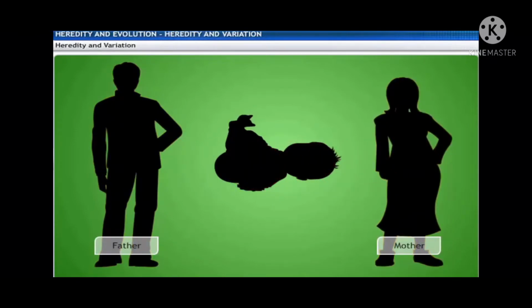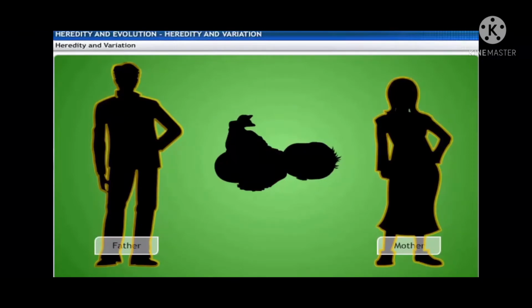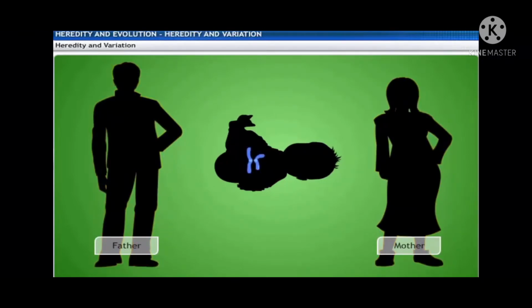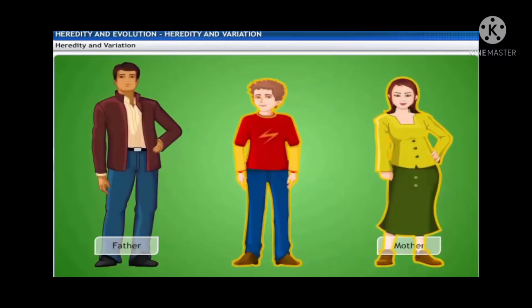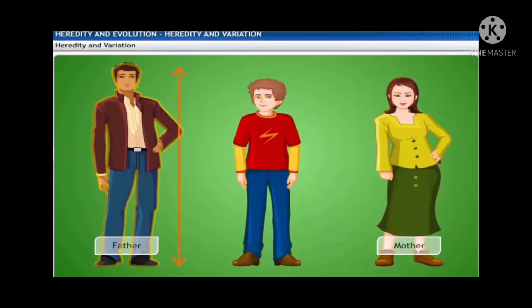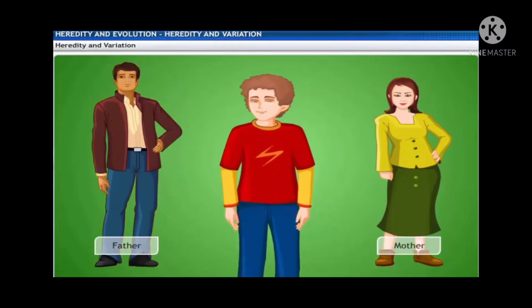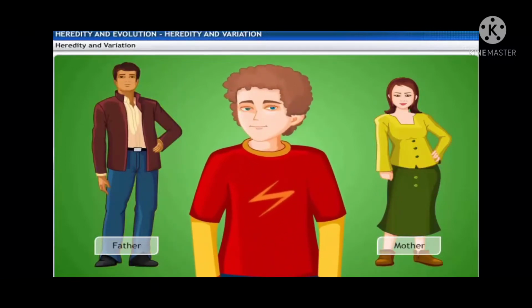The boy receives genes for the characters from both parents. He has received the gene for height from his father and the gene for skin color from his mother. That's why the boy resembles his parents in skin color and height. But the boy differs from his parents in other ways, such as his curly hair and blue eyes, which neither of the parents have.